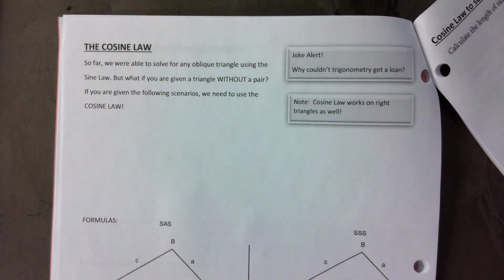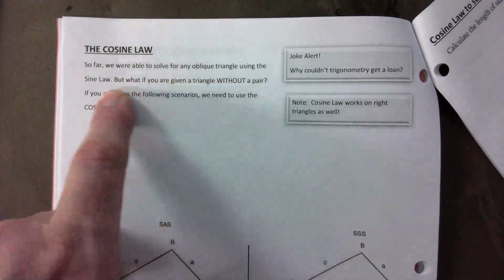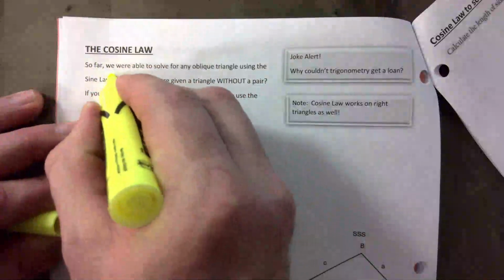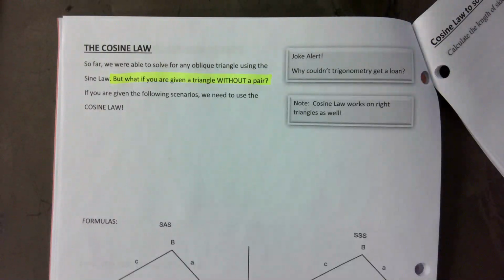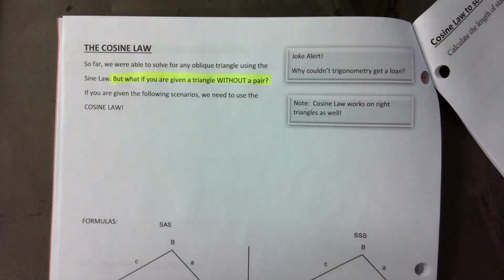So far, we were able to solve any oblique triangles using sine law, but what if you're given a triangle without a pair? This is what everything hinges on. This is how you will know it's cosine law. If you're given the following scenarios, we need to use the cosine law.